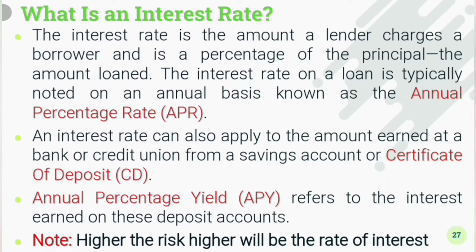What is an interest rate? The interest rate is the amount a lender charges a borrower and is a percentage of the principal, the amount loaned. The interest rate on a loan is typically noted on an annual basis, known as the annual percentage rate or APR. An interest rate can also apply to the amount earned at a bank or credit union from a savings account or certificate of deposit. Annual percentage yield or APY refers to the interest earned on these deposit accounts. Note, the higher the risk, the higher will be the rate of interest.